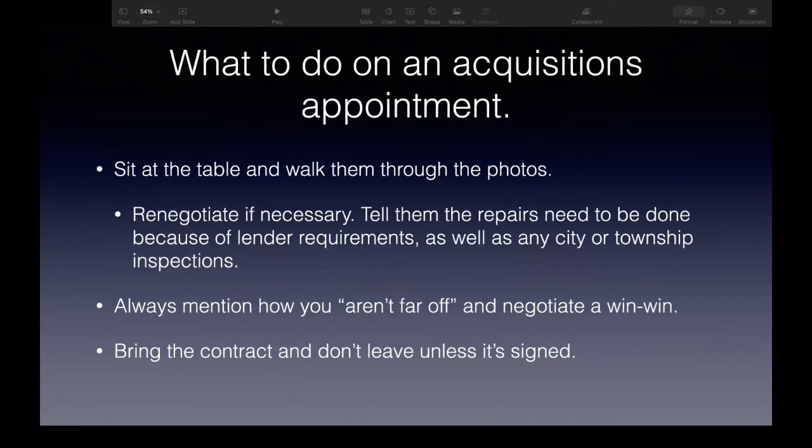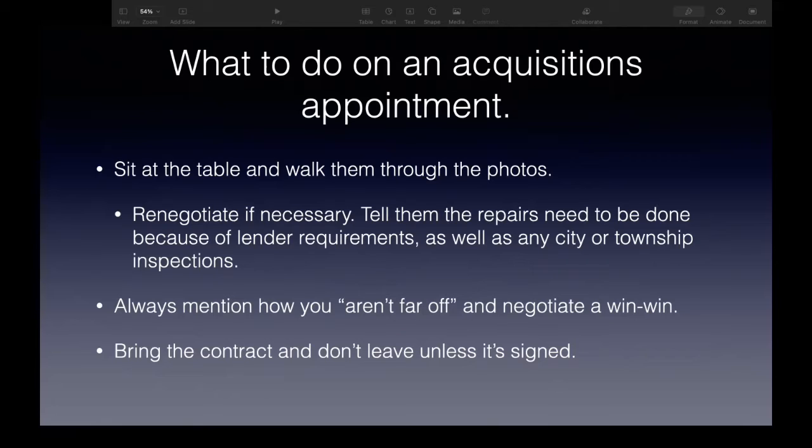As mentioned, you're going to want to sit at the table and walk them through the photos. When you're walking them through the photos on the tablet, if you need to renegotiate, do that. Tell them all the repairs that need to be done. Make sure you tell them it's because of lender requirements too, or because of city or township inspections. So tell them, hey, if I don't repair this and I go to refinance or I go to put it back on the market to sell it, they're not going to approve an FHA loan because all of these things are health and safety hazards. It's got to get done.